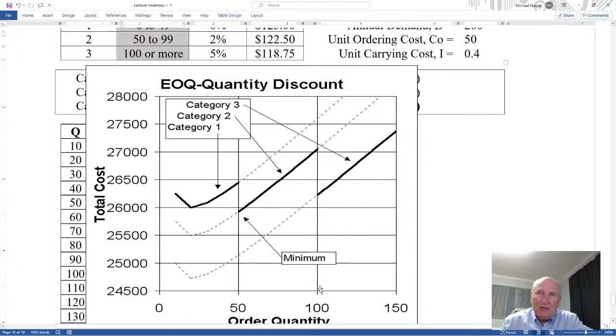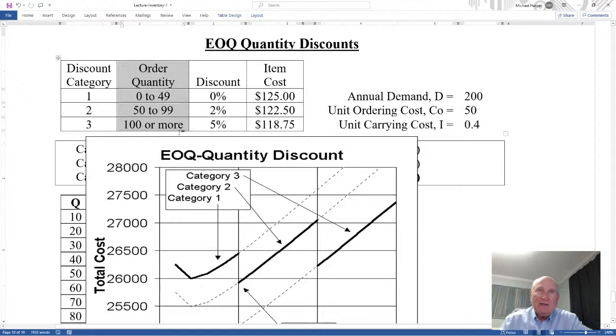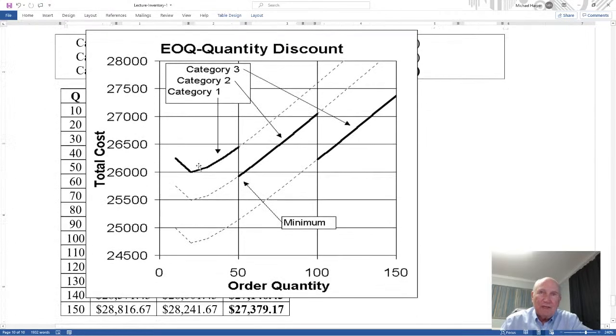Well, let me move this back up to 100, and let me move the 50 up to 75. So now this goes from 0 to 75, 75 to 100, 100 or more. So category 1 goes all the way up to 75. Then this comes down to here, and here. So now my EOQ, they're going to order 20 from me. If all of my customers only ordered 20 instead of 75, I have enough to satisfy all of them until I get more inventory produced.